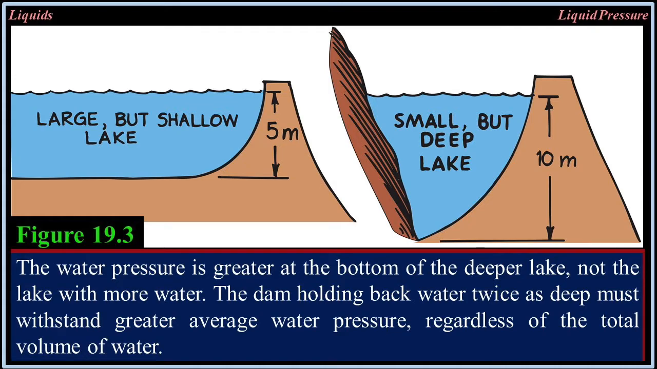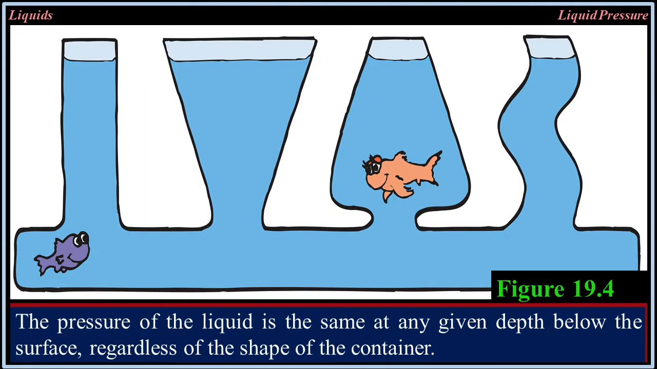Figure 19.3. The water pressure is greater at the bottom of the deeper lake, not the lake with more water. The dam holding back water twice as deep must withstand greater average water pressure, regardless of the total volume of water. Figure 19.4. The pressure of a liquid is the same at any given depth below the surface, regardless of the shape of the container.